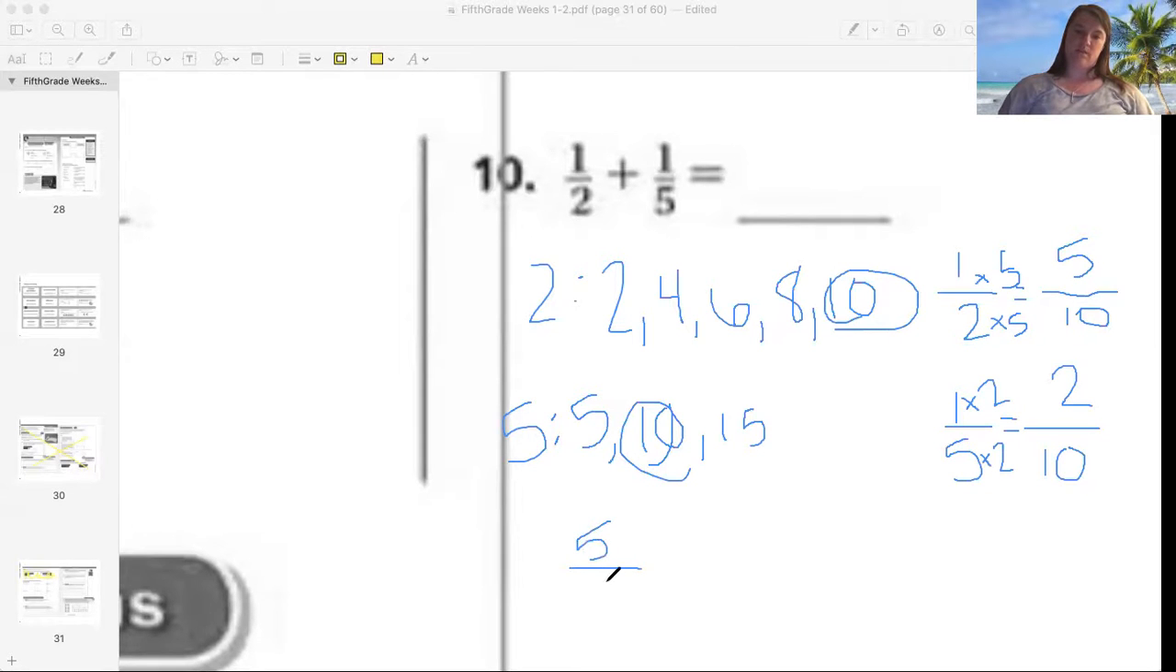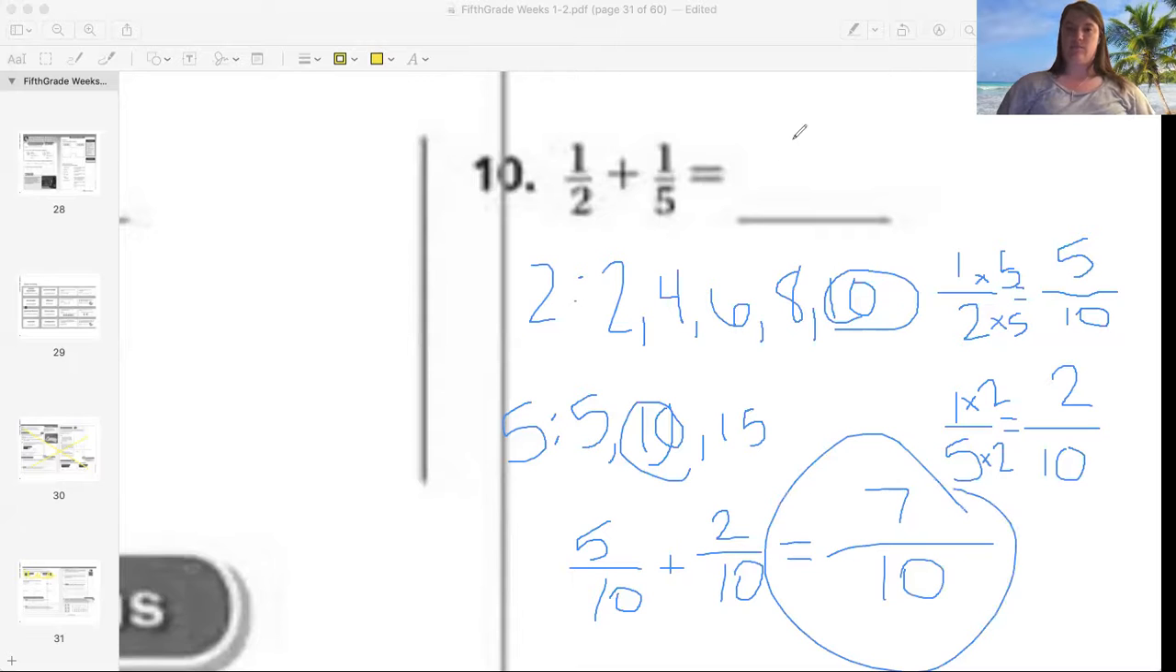And then I'm going to add them together. So 5/10 plus 2/10. And I know I can just add across the top. 5 plus 2 is 7. And then the denominators are the same and we're adding, so it just gets to stay exactly as it is. And so my answer would be 7/10. So make sure you get that in your book or on the paper.